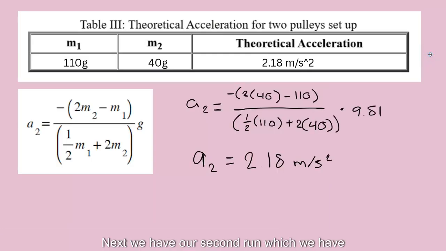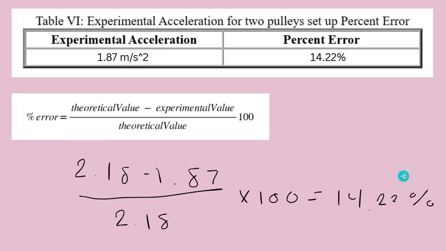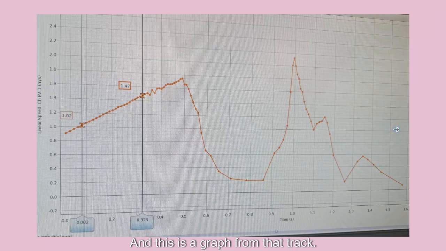Next, we have our second run, which we have 110 grams for Mass 1 and 40 grams for Mass 2. We then calculated our acceleration, which came out to 2.18 meters per second squared. And then we have our experimental acceleration that we calculated to be 1.87 meters per second squared. And for our percent error, we got 14.22%. And this is a graph from that try.